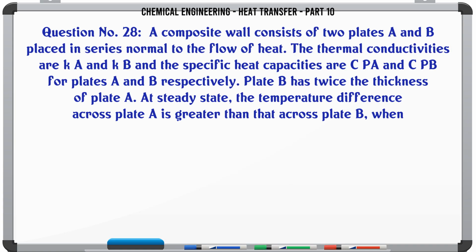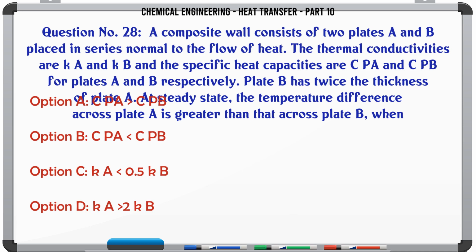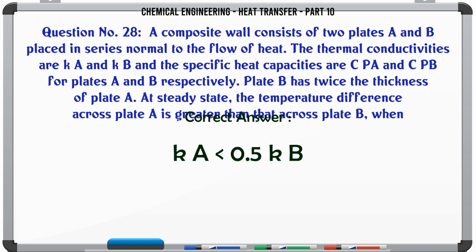A composite wall consists of two plates A and B placed in series normal to the flow of heat. The thermal conductivities are Ka and Kb and the specific heat capacities are Cpa and Cpb for plates A and B respectively. Plate B has twice the thickness of plate A. At steady state the temperature difference across plate A is greater than that across plate B when A. Cpa > Cpb, B. Cpa < Cpb, C. Ka = 0.5 Kb, D. Ka = 2 Kb. The correct answer is Ka = 0.5 Kb.